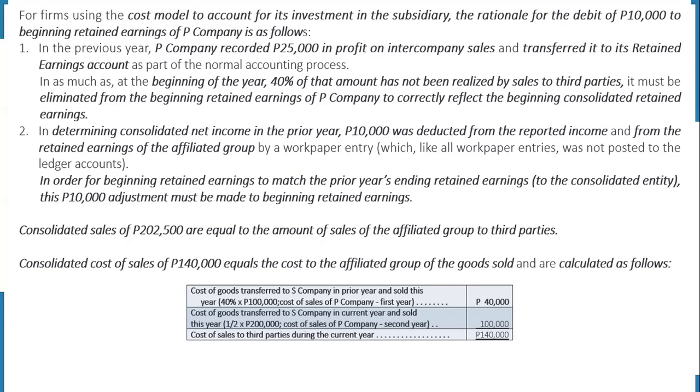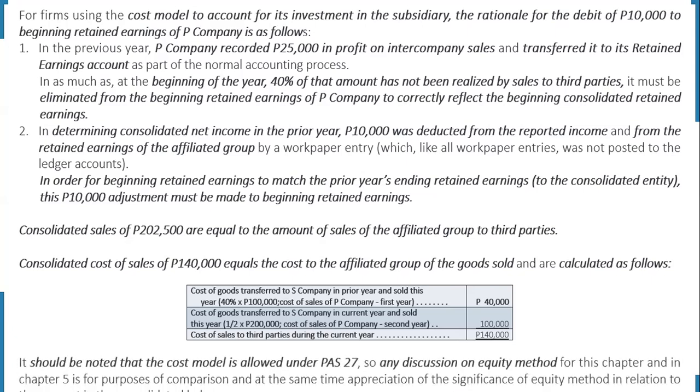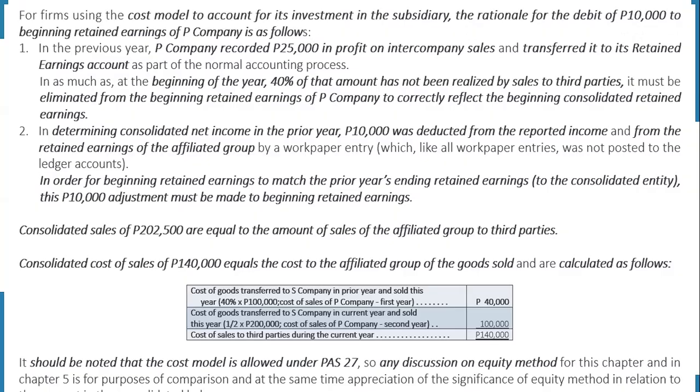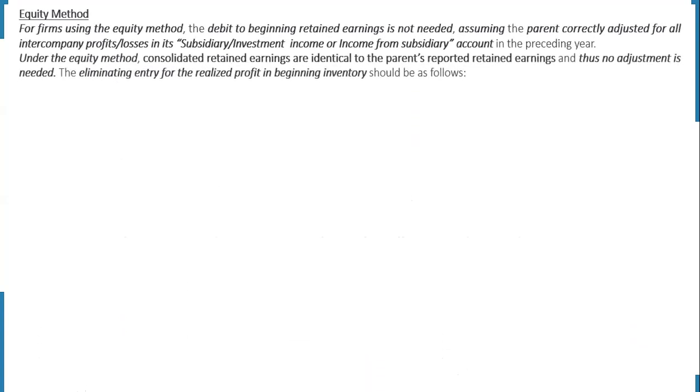Like, for example, in the current year, you already have your accounts in connection with third parties and even with the affiliated groups. Now, it should be noted that the cost model is allowed under PS 27. So any discussion about the cost model, any discussion on the equity method for this chapter and in chapter 5 is for purposes of comparison and at the same time appreciation of the significance of the equity method. So we have now the equity method.